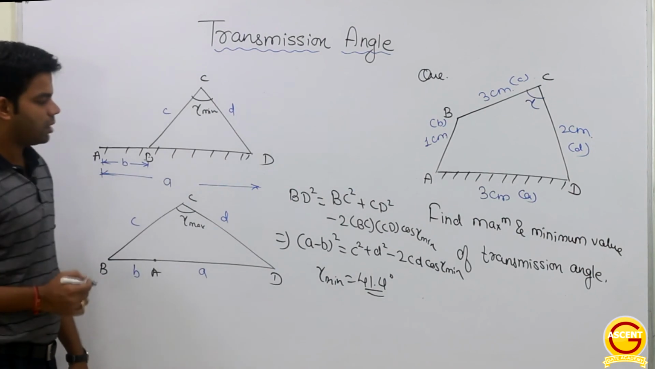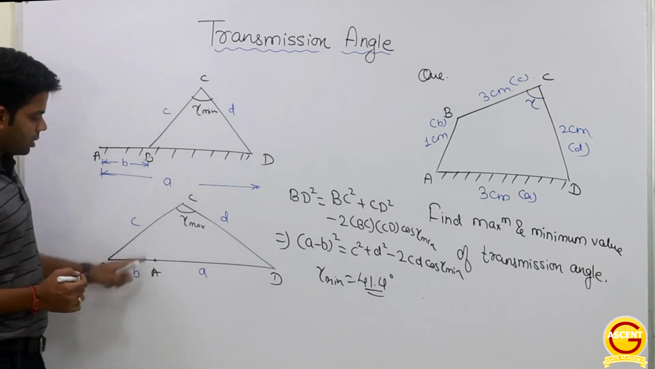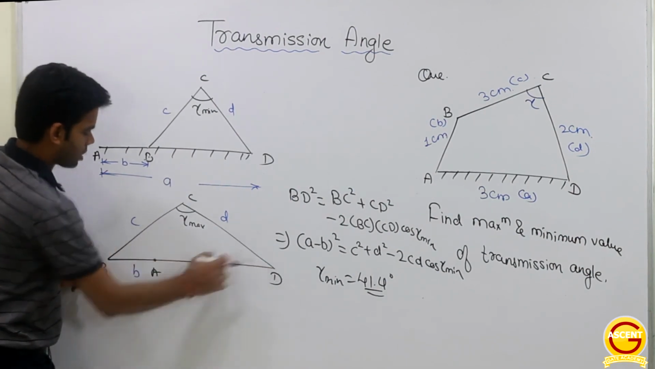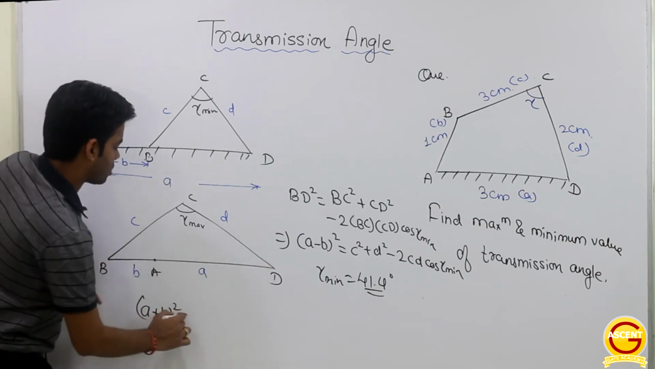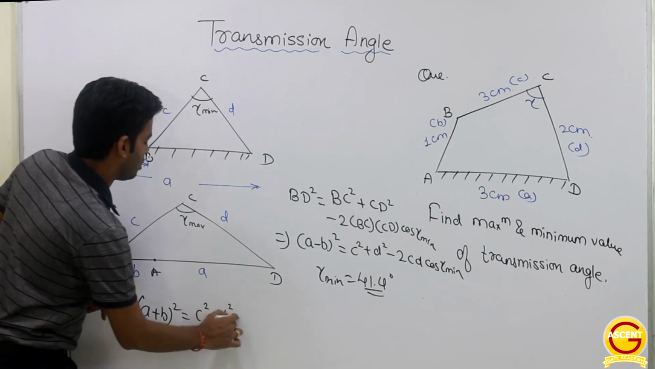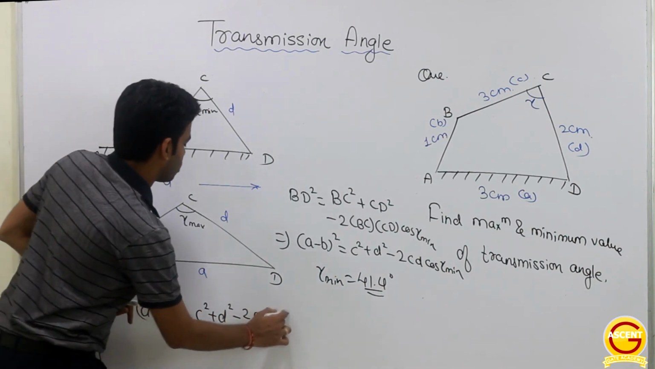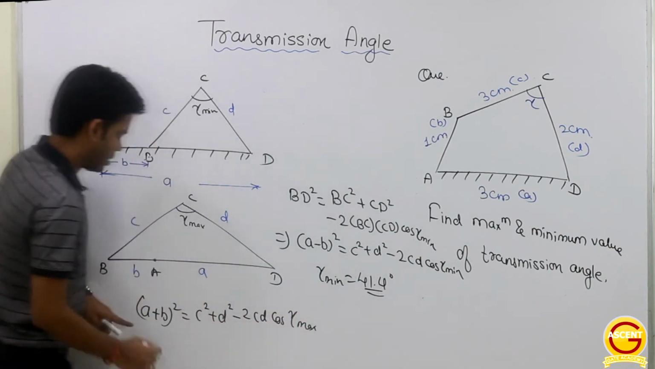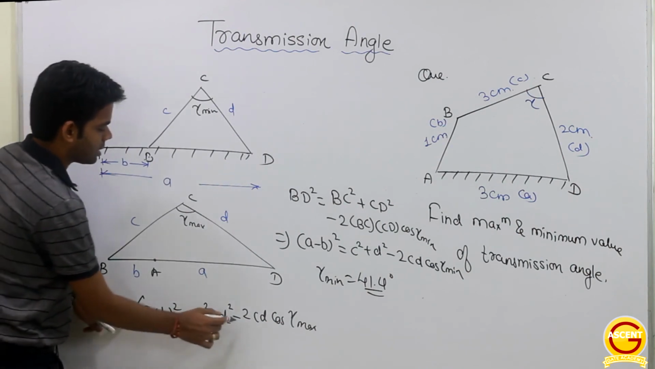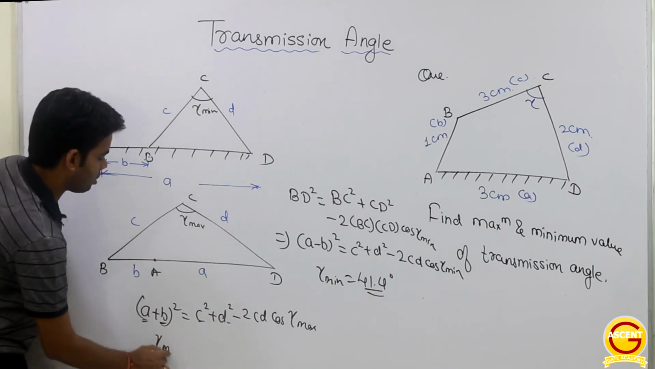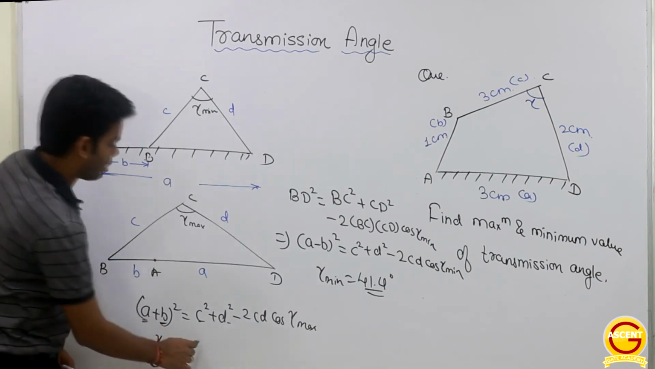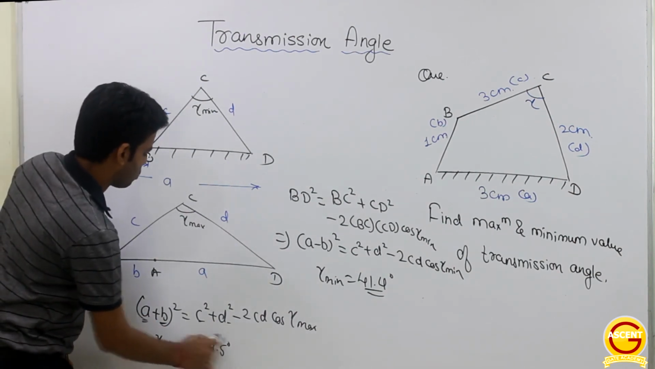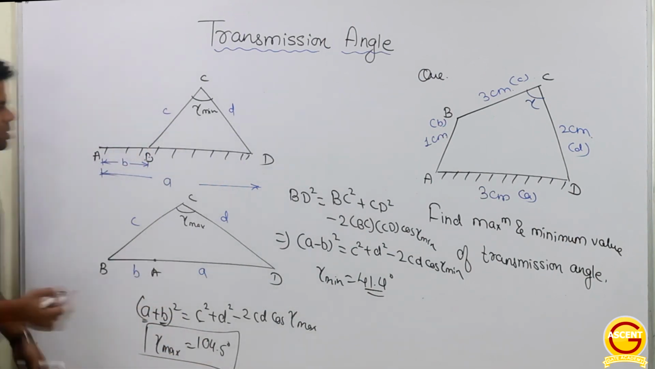Simple thing. Getting this? Similarly, for this particular figure, again we can use the cosine law: A plus B whole square is equal to C square plus D square minus 2CD cos of gamma max. That's it. Same thing. We have the value of A, B, C and D. From here we can determine the value of this gamma max, and this gamma max is equal to 104.5 degree. So very simple question. Okay. So questions of this type can come to us from transmission angle. Clear or not? Okay.